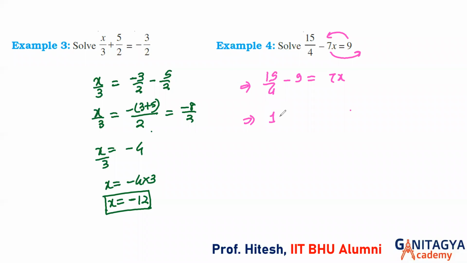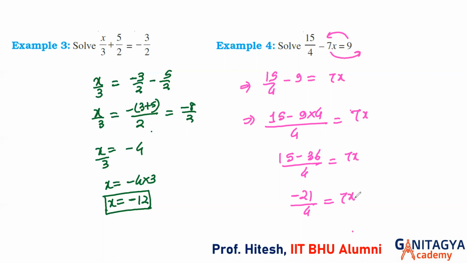So it is 15 minus 9 into 4 and divide by 4, that is 7x. Okay. So this is 15 minus 36 divided by 4, that is 7x. So 15 minus 36 is minus 21 upon 4 is equal to 7x. Okay. So now I can write 7 into 3 divided by 4 is equal to 7x. 7x, 7 cancel. So x I can write minus 3 by 4, and this is nothing but minus 0.75.